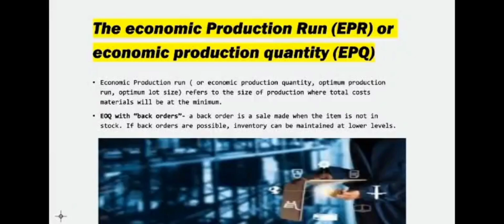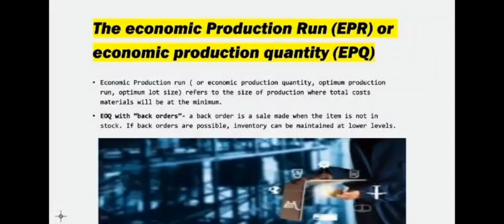The next one is the economic production run or economic production quantity, also called optimum production run or optimum lot size. It refers to the size of production where the total cost will be at minimum. The EOQ formula can be used in determining the optimum production run. In this case, the cost per order is substituted by the setup cost and the unit cost of materials purchases is substituted by the variable cost of production.